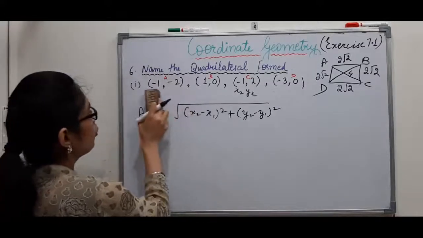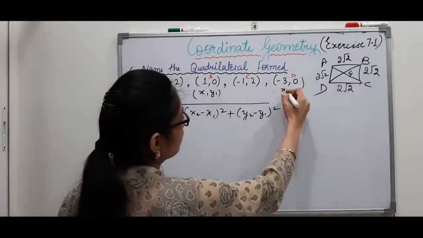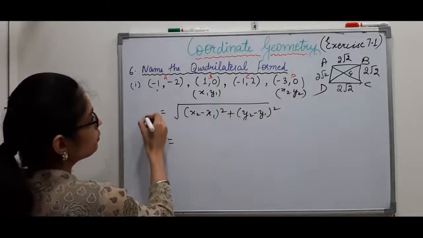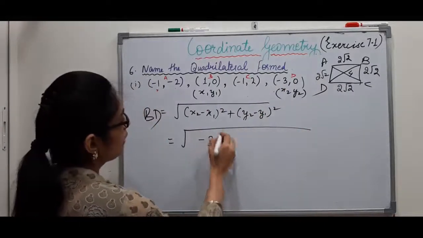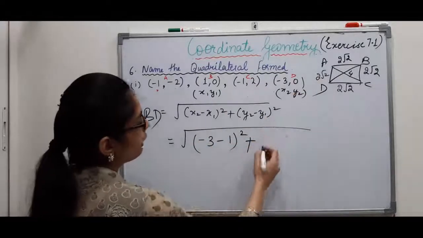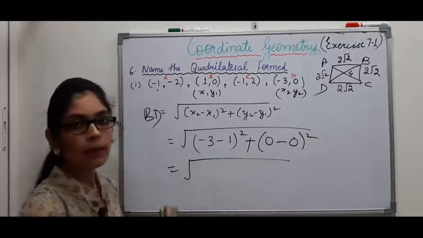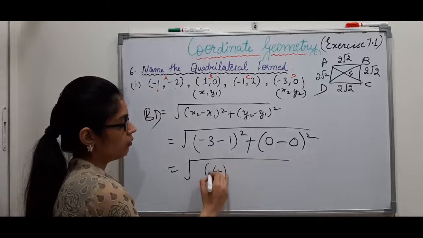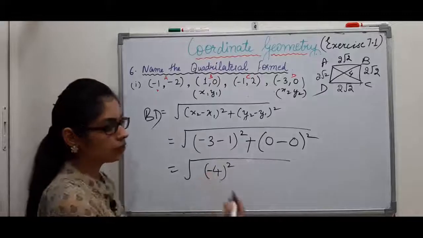So let's name point B, the coordinates of B as x1, y1 and coordinates of D as x2, y2. So we are finding the distance between BD. So x2 is minus 3, minus x1 is 1, whole square, plus y2 is 0 minus 0 whole square. So minus 3 minus 1, minus and minus it is plus, so 3 plus 1 it is 4 with the minus sign, whole square. 0 minus 0 it will be 0, so no need to write.